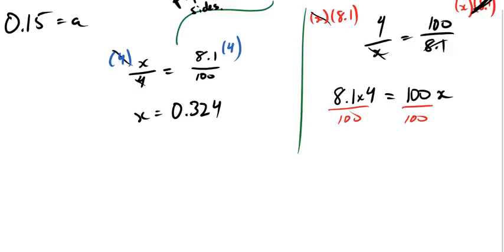And look, I get the exact same thing. 8.1 times 4 divided by 100. Same thing in both cases. And so you end up with 0.324 equals x. Yeah?